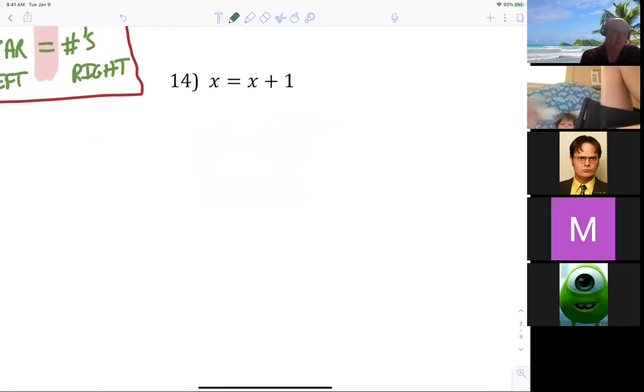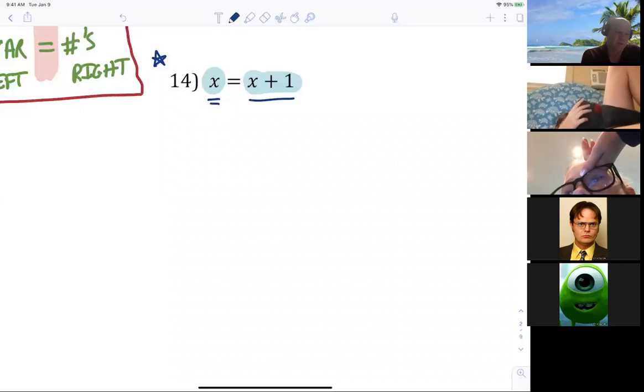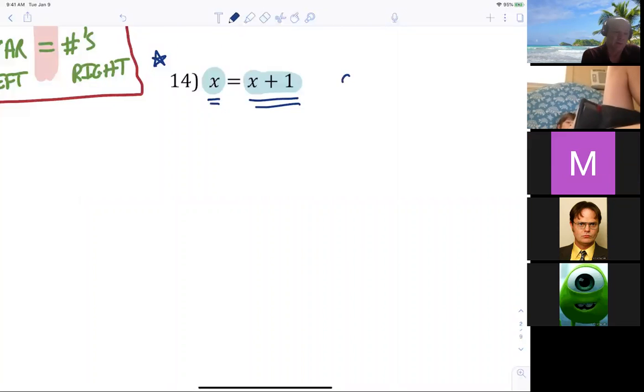Now, 13 is an important one, so I need everybody to put a little star by it. When you look at it, you should say x, not true. Right, x equals x plus 1. How is that possible that a number equals itself and it equals itself plus 1? We say that's a contradiction. That cannot happen. So in math, if something is a contradiction and cannot happen, we say there is no solution. Right, that's the symbol. All right, for no solution.